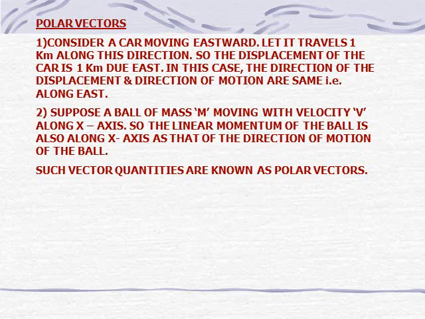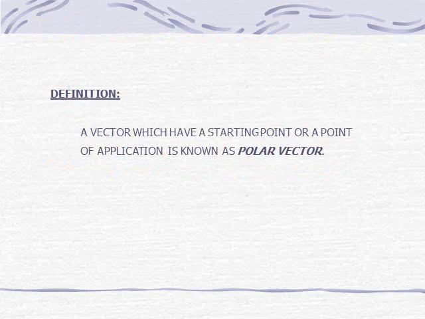Consider the second example. Suppose a ball of mass m is moving with velocity v along the x-axis. So the linear momentum of the ball will be along the x-axis, the same as the direction of the ball. Such vector quantities are the polar vectors. A vector which has a starting point or a point of application is known as a polar vector.